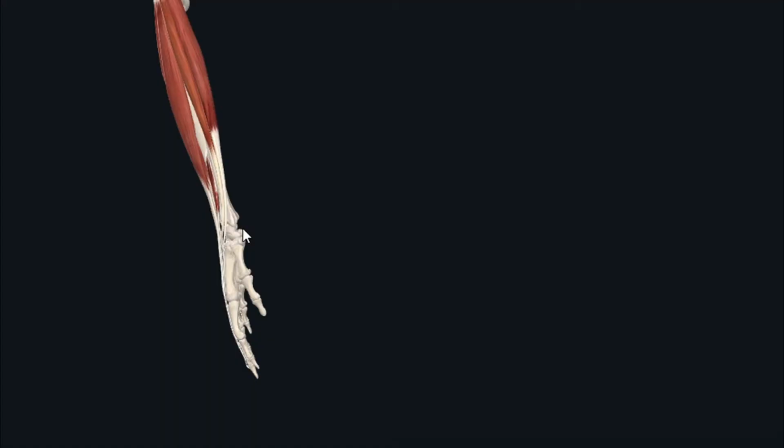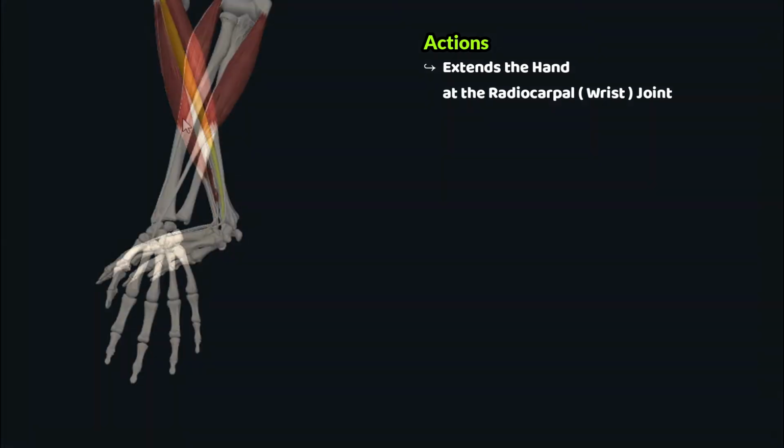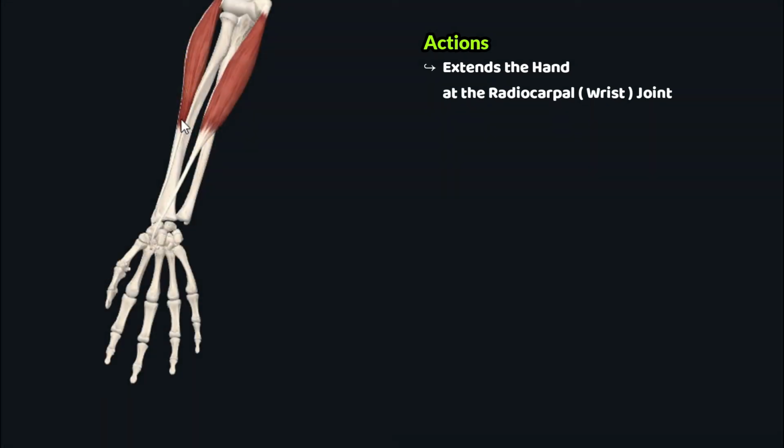Now let's discuss the actions performed by the extensor carpi radialis brevis muscle. As the name suggests, the extensor carpi is an extensor of the carpus. So this muscle extends the hand at the wrist joint. Since this muscle runs along the radial aspect of the forearm and inserts onto the radial aspect of the hand, it also abducts the hand at the radiocarpal and midcarpal joints.